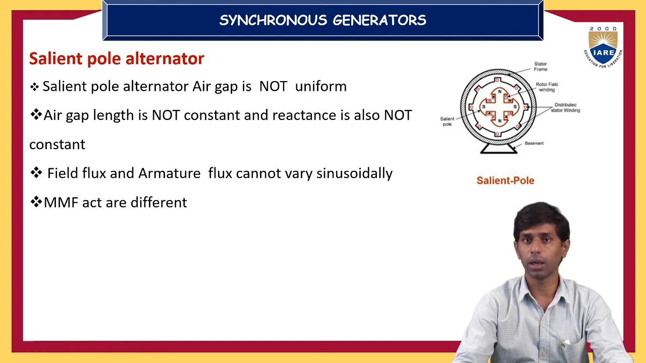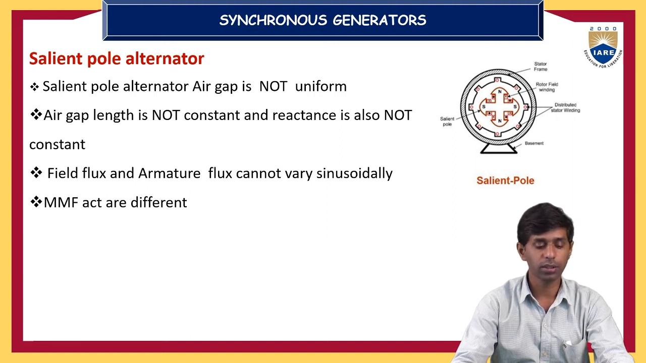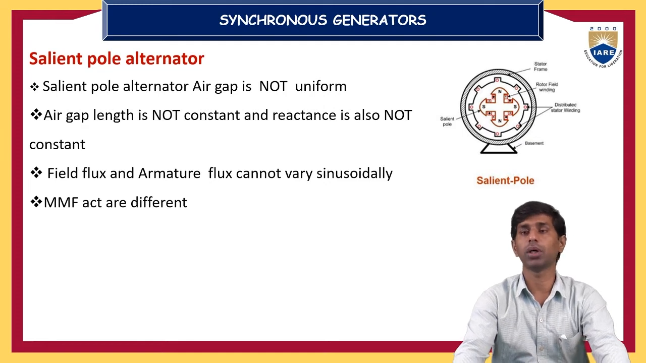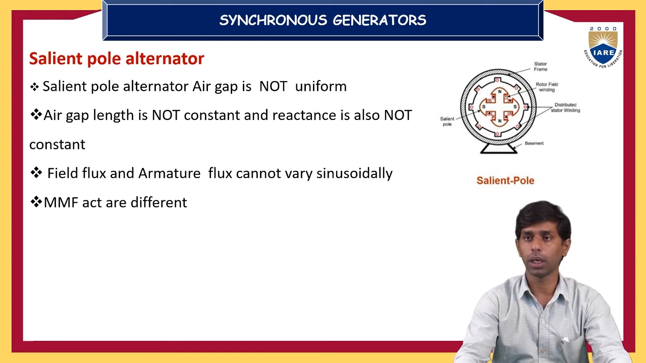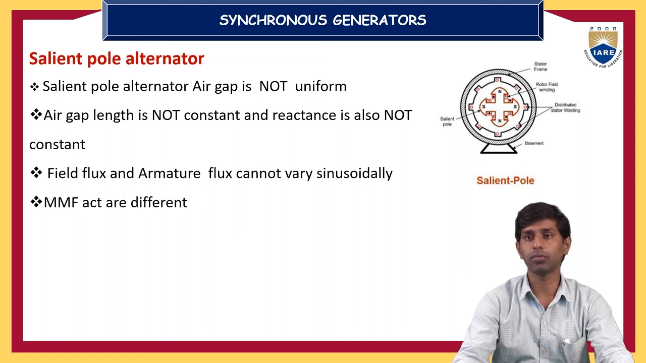Similarly, the reluctance is also not constant. Reluctance is minimum across the pole faces and maximum in the interpolar region. The field flux and armature flux cannot be sinusoidal, and their MMFs act in different ways. They are not vectorially added in the salient pole structure because of the non-uniform air gap. The air gap flux is also non-sinusoidal, and the reluctance is different: across the pole faces it is minimum, and in the interpolar region it is maximum.